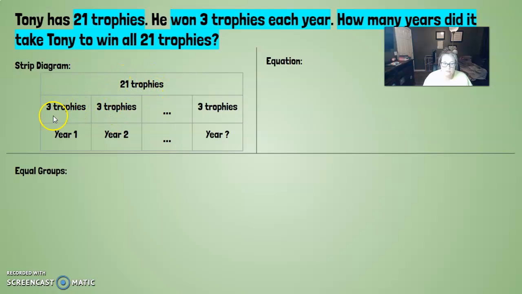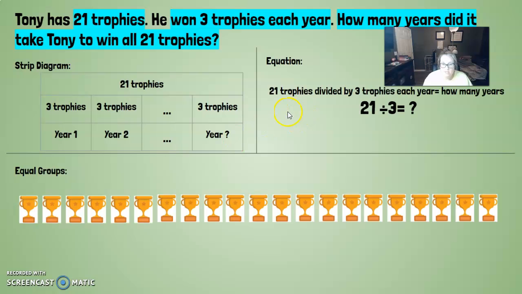So for my strip diagram, I know that he has 21 trophies, and every single year he gets 3 trophies. So he got 3 trophies here. He got 3 trophies here. I'm going to keep going, but I don't know how many boxes I have to make. So I'm going to say that he got 3 trophies here, and I don't know what year it was. That's what I'm trying to figure out. So that's why it says year question mark, because I'm trying to figure it out.